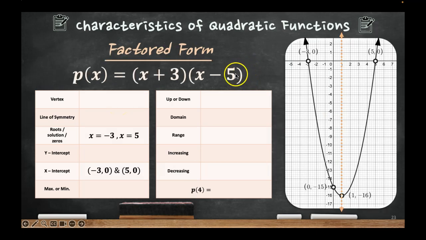And with factored form, you should be able to find your x-intercepts, your roots, your solutions, all from this factored form, because you would take each factor, set it equal to 0 and solve. So x plus 3, set it equal to 0. Subtract 3 on both sides, you get x equals -3. Hence, that's where it crosses. Take x minus 5, set it equal to 0. Add 5 to both sides, you get x equals 5. Hence, that's another place where it crosses.